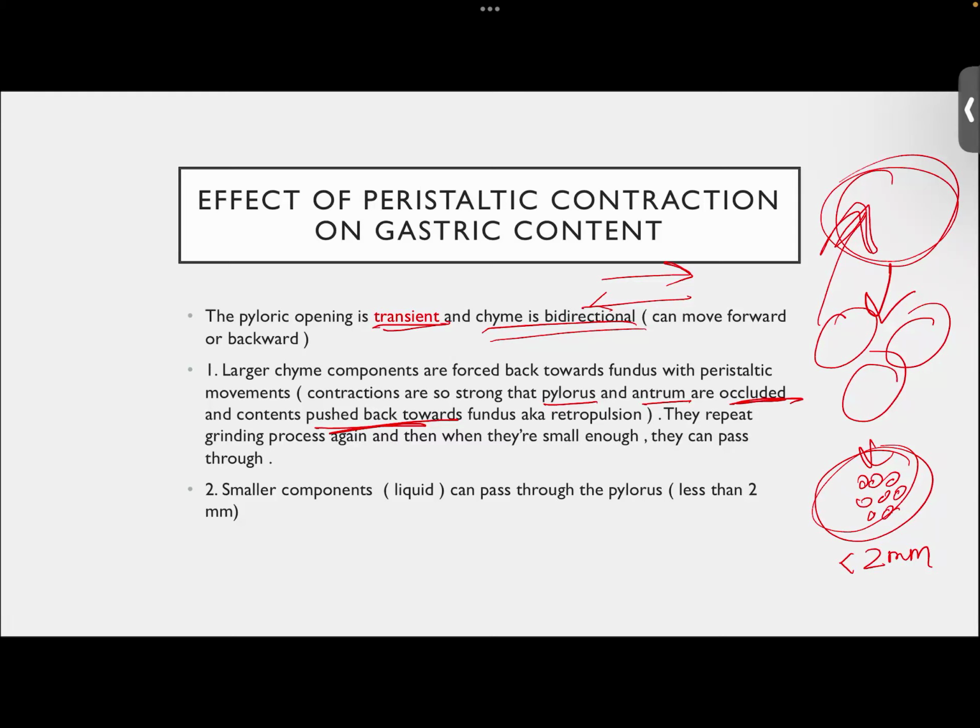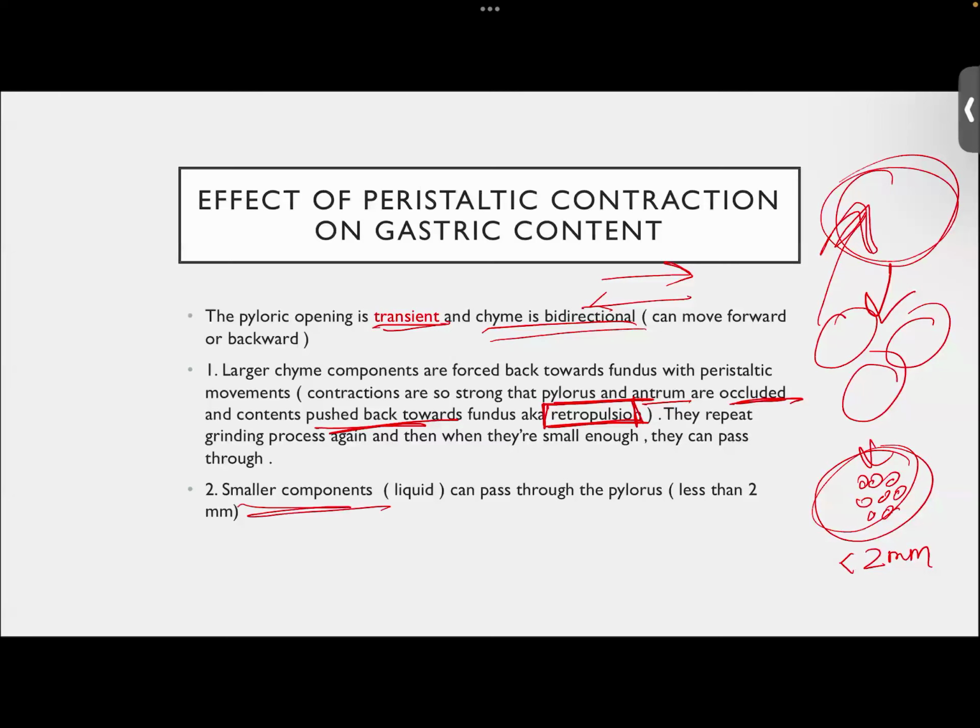It's going to go through a process called retropulsion. I did write it down somewhere here. Oh, retropulsion. Here we go. Retropulsion. They're going to go back to the fundus where they came from. They're going to be grinded more. They're going to become smaller until they're small enough to pass through the duodenum. Super simple, like literally something a high school student can understand.